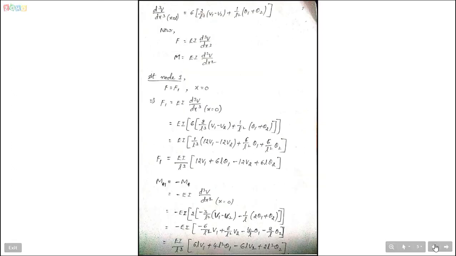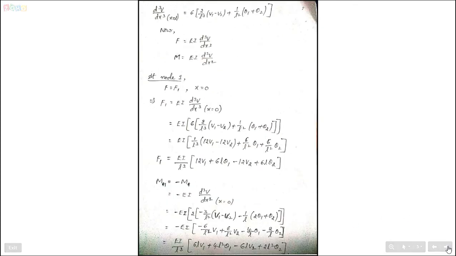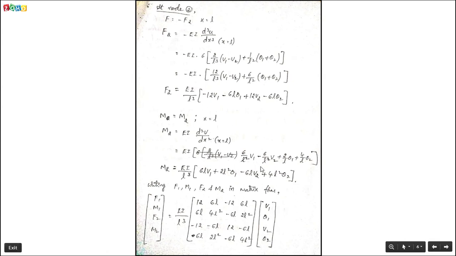Same here, M equals M2 at x equal to L. What is the M2 value? EI into d square v by dx square at x equal to L. This is the M2 formula. What is the formula for d square v by dx square? This is the formula you have to substitute here. Then taking L cube as common, we get this equation.